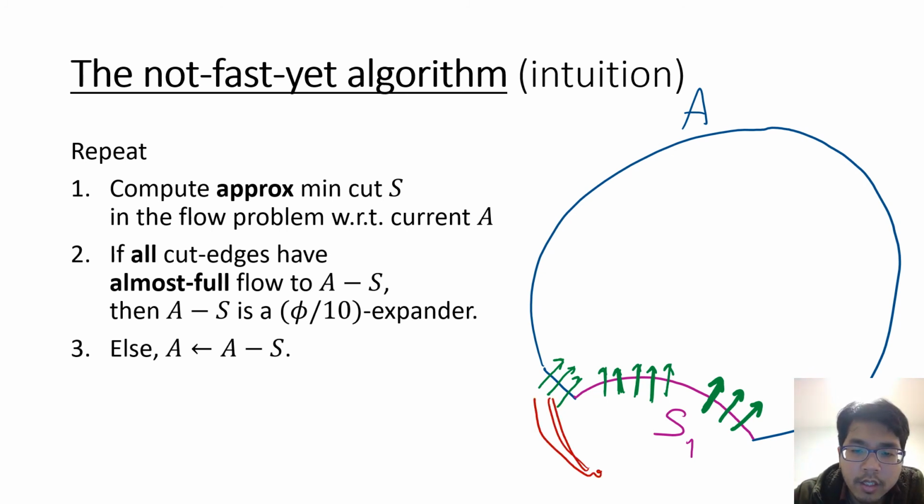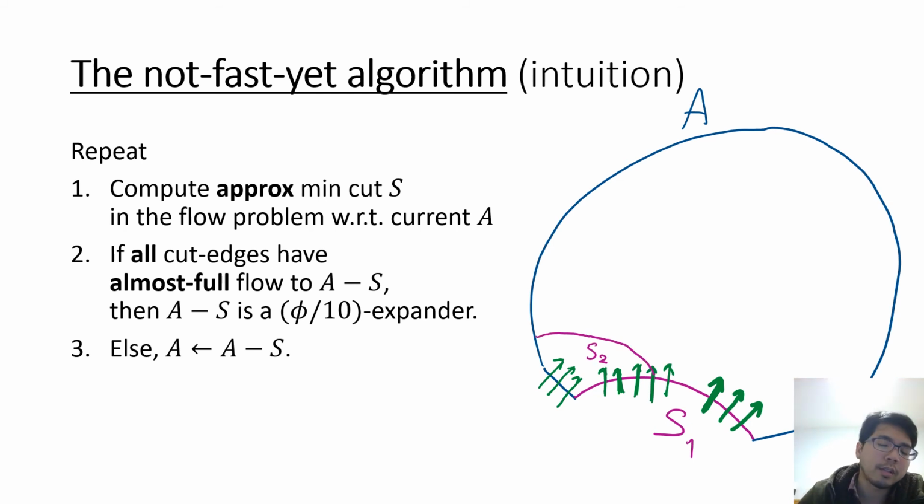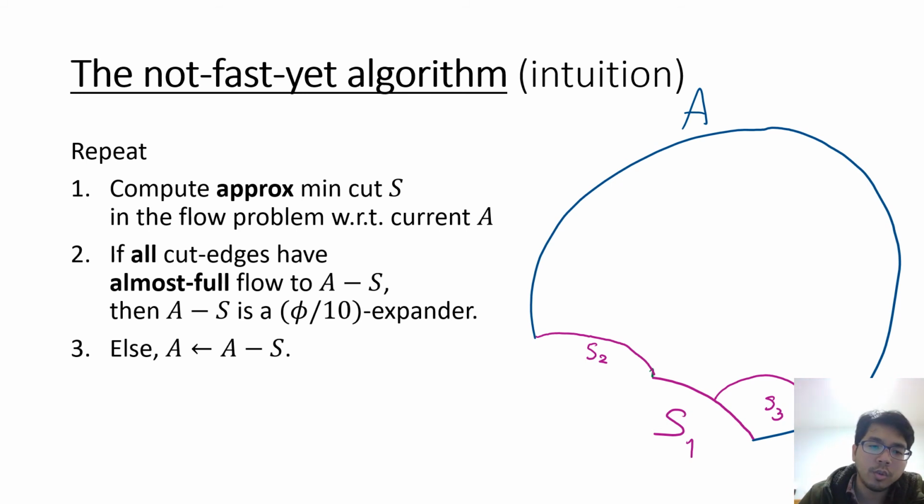To every cut edge again, and then find the flow. Okay, so find the approximate min cut. Okay, sorry, and just repeat. We get some cut, and if we don't get case 2 yet, we just continue until we are done.